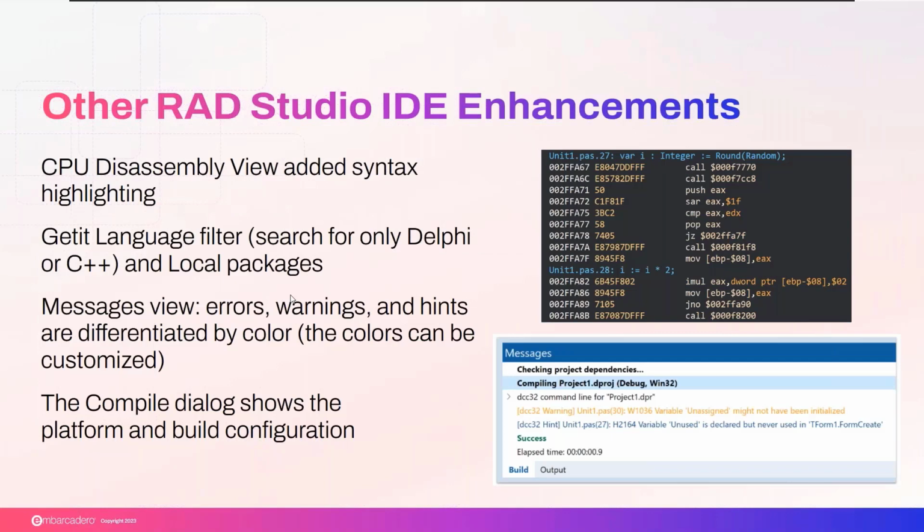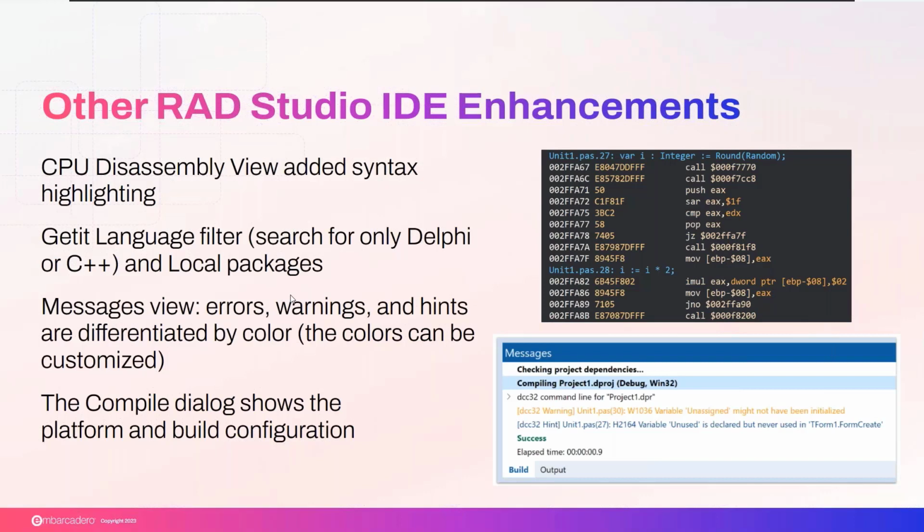There have been other RAD Studio IDE enhancements, like for example, in the CPU disassembly view, now the syntax is highlighted, which makes it more readable. So you can find the values you're looking for in a much faster way.